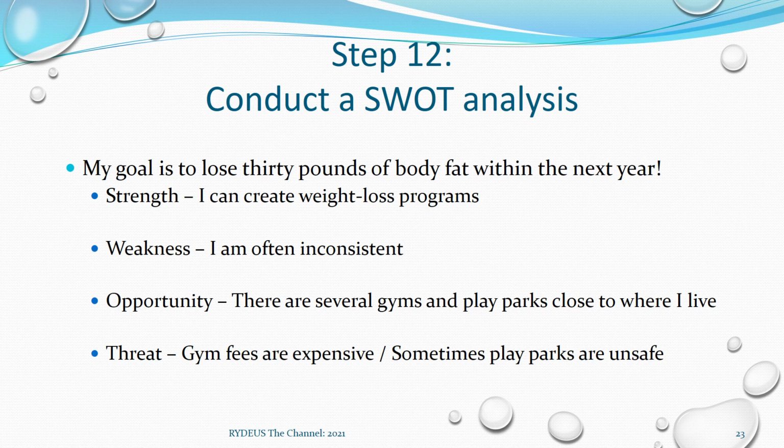Opportunity. Here's one. There are several gyms and play parks close by to where I live. So an opportunity is something in the external environment or related to another person that could assist me in achieving my goal. So an opportunity is the fact that there are gyms that I could enroll in which would help me with my exercise program. There are play parks that I can go to which would help me with my exercise program. Now here's a threat. Gym fees are expensive, or sometimes play parks are unsafe. So that's something in the external environment that would take away from my ability to achieve my goal.